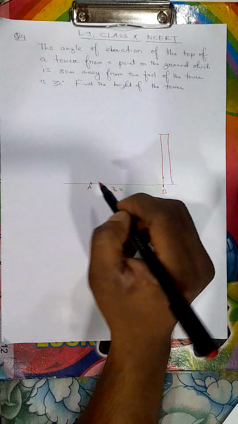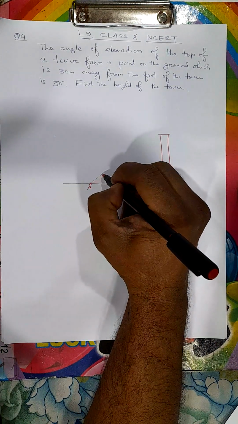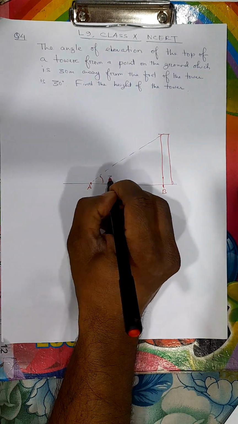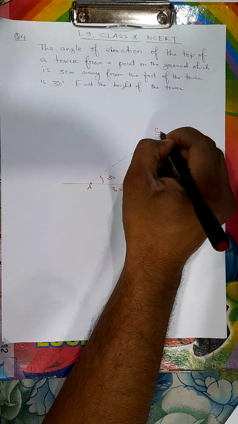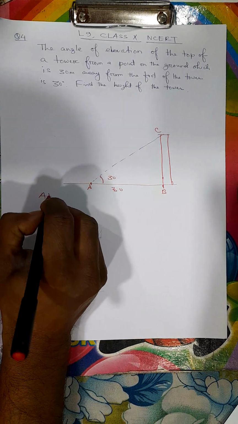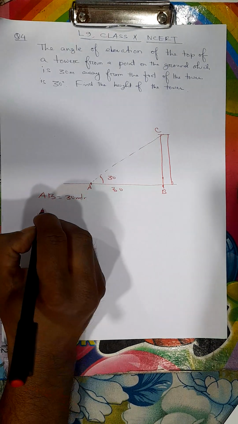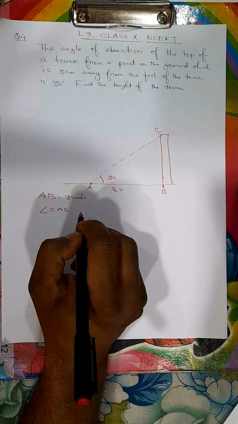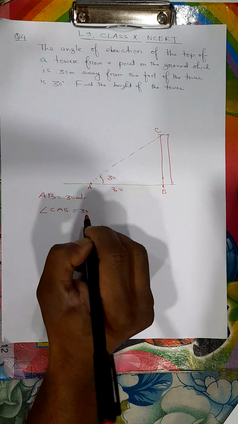Now angle of elevation of the top of the tower from a point on the ground which is 30 meters away from the foot of the tower. So angle of elevation of the top of the tower from this point is 30 degrees. So we have to find the height of the tower. Say it is C. So you are given that AB equal to 30 meters, right? Angle CAB, this is what? CAB is 30 degrees.